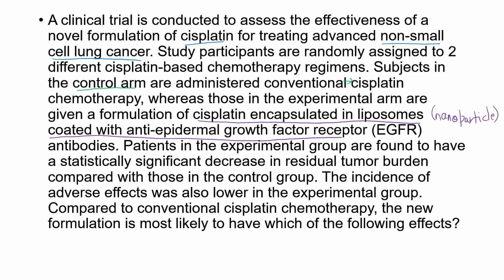The incidence, that is the number of new cases present in a population at a given time. Prevalence is equal to incidence into duration of disease. Prevalence consists of old and new cases. Incidence is only the new cases into duration of disease. The incidence of adverse effects are also lower in the experimental group. Compared to conventional cisplatin chemotherapy, the new formulation is most likely to have which of the following effects?